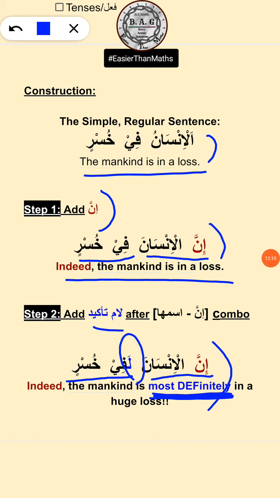Okay, so whenever you're talking to anybody in your mother tongue, you do give different tones to your speech, don't you? Because whenever you need to stress on something, you give it a higher tone, or you press on that thing. So lafi khusrin, or you're so doomed. So what did I do here? I added stress on the word so. Okay, so that is exactly what this Laam-e-taakeed does.